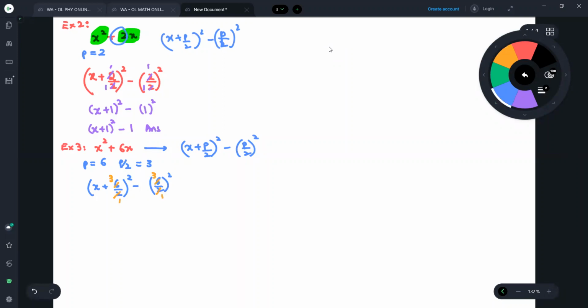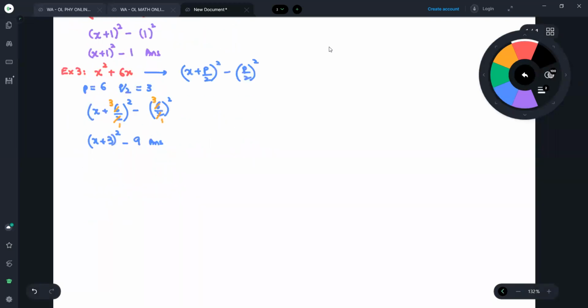No, you have to take half of 6. Half of 6 is 3. So it's going to be x plus 3, and we will simplify with the 2's table: 2 times 3 is 6. Very good. And then it will be 9 minus 9. That is your answer.